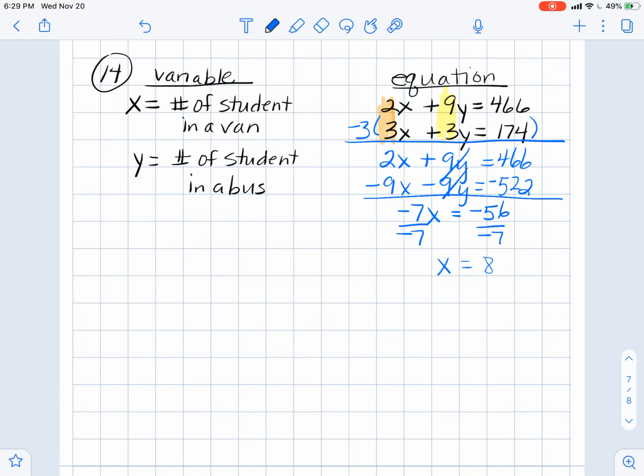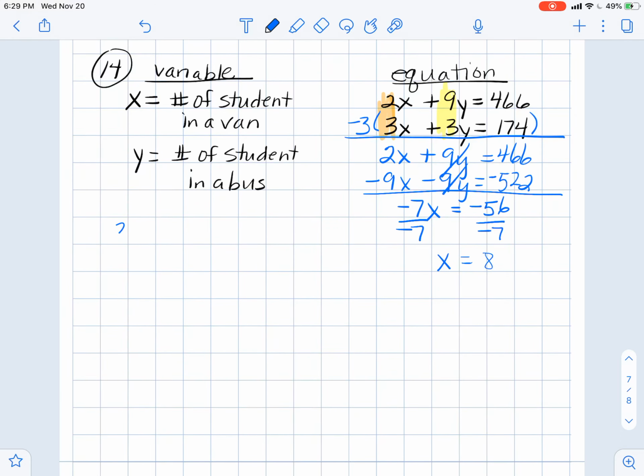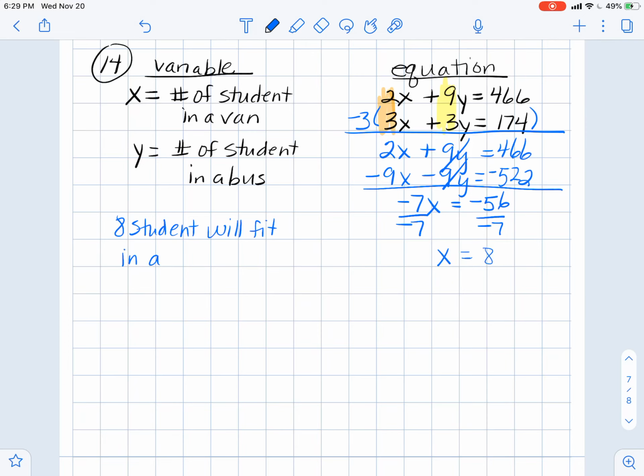Okay, so I know 8 students will fit in a bus. And now I need to do the van. So I'm going to go back up to my original equations. Again, I'm just going to do the first one. So 2 times x plus 9 times y equals 466.